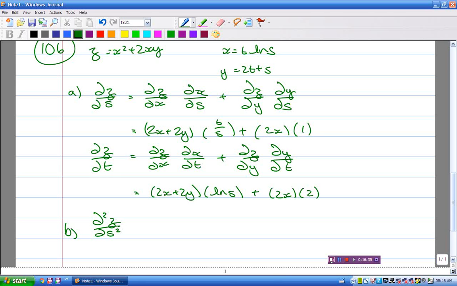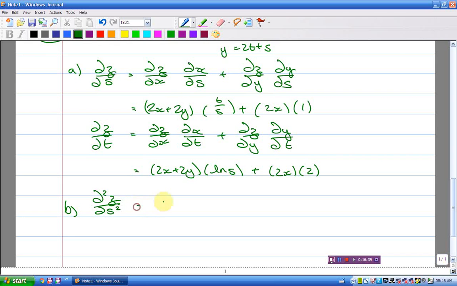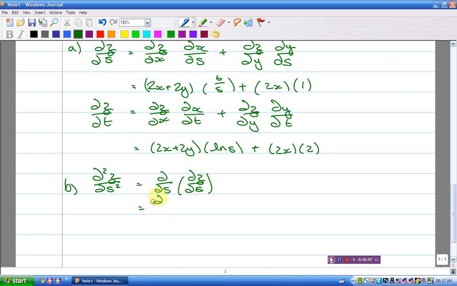Okay, now you've got to concentrate. That is the derivative with respect to s of the derivative with respect to s. Okay, all right. So the derivative with respect to s, now I'm going to write that chain rule expression in here, and it is dz by dx.